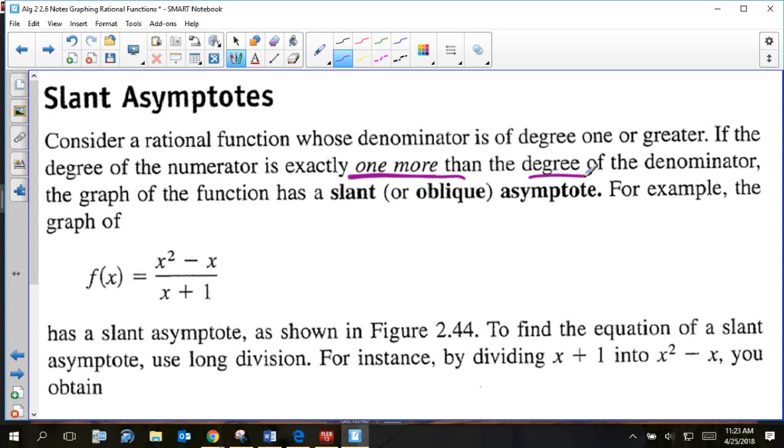Okay, so to find the equation of that asymptote, you actually have to divide these. So I see on top x squared minus 1, I'm going to divide that by x plus 1.